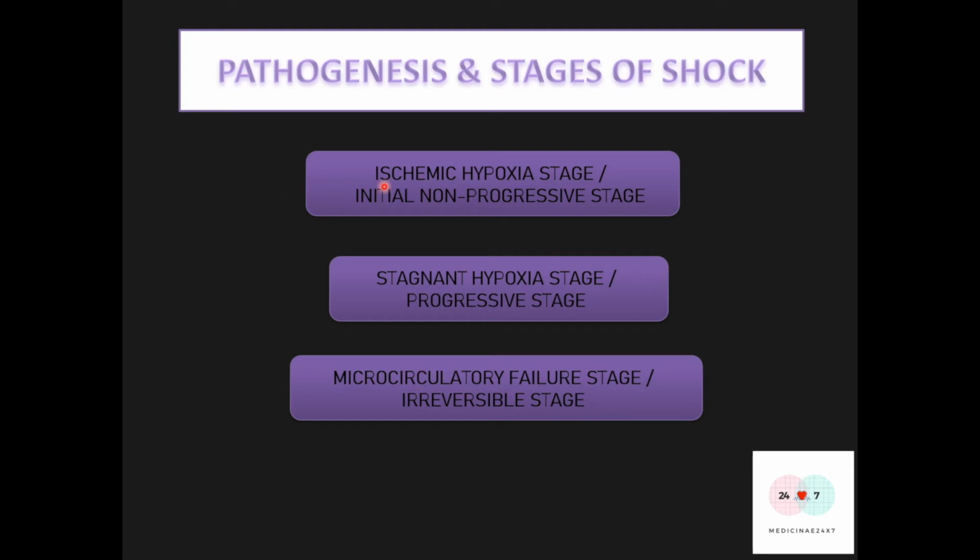There are three primary stages which lead to shock and its pathogenesis: the ischemic hypoxia stage, also known as the initial non-progressive stage of shock, the stagnant hypoxia stage, also known as the progressive stage, and the microcirculatory failure stage, or irreversible stage. In the first two stages of shock, with adequate compensation and therapeutic support, the shock can be reversed. But if there is microcirculatory failure in the body, it is considered the irreversible phase of shock.